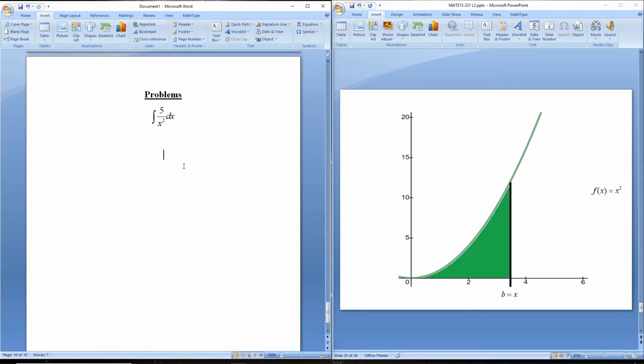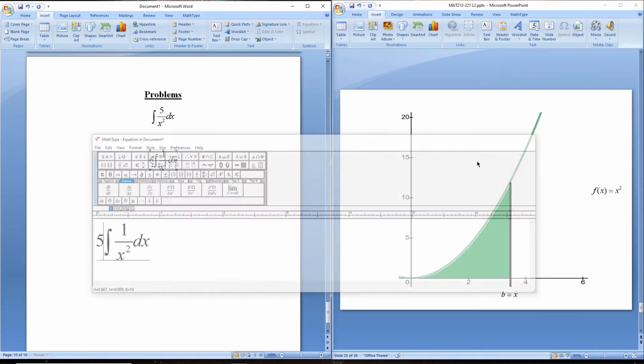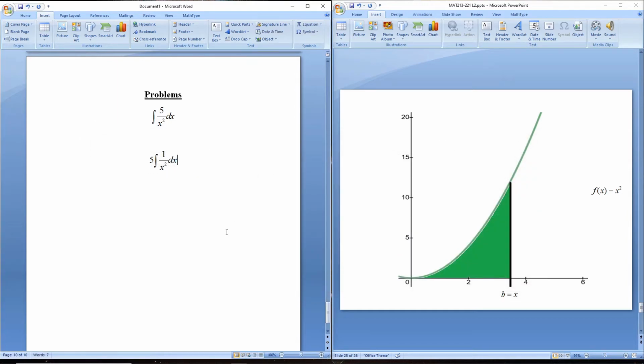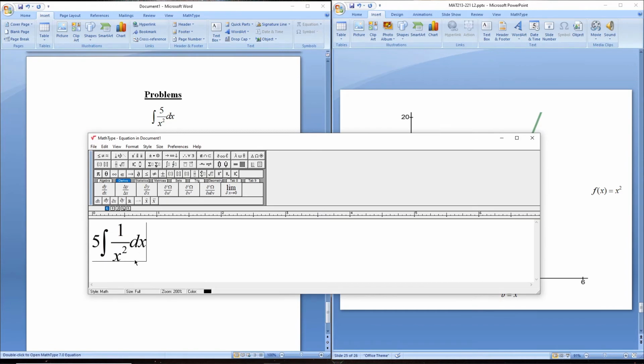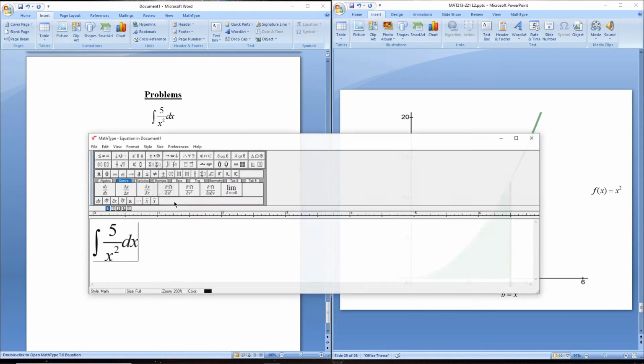So here's our problem. First off, there's a constant, and we can pull that outside the integral. And recall another thing that's nice to do here is to write everything in the numerator. So x squared, if we bring this up to the numerator, remember that changes the sign of the exponent. So that'd be the x to the minus 2.